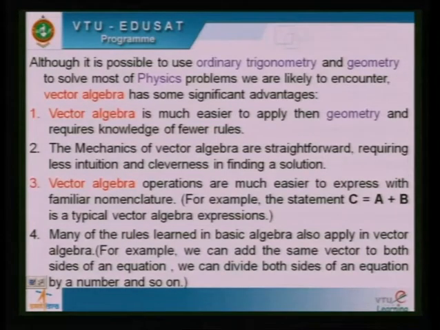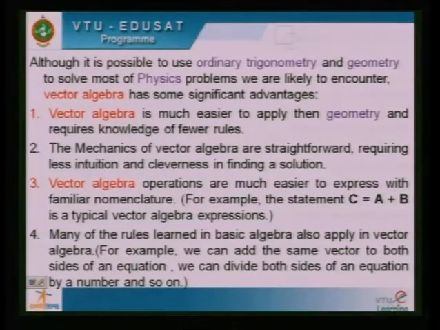So vector algebra is much easier to apply than geometry, and requires knowledge of fewer rules. Is it clear? The mechanics of vector algebra are straightforward, requiring less intuition and cleverness in finding a solution. Suppose you want to solve a problem in mechanics, instead of using other topics, we can use vector algebra. It means by using vectors, very easily we can find out the solution. Is it clear? That is the meaning.